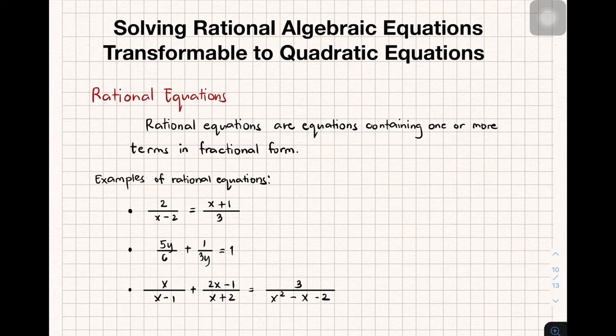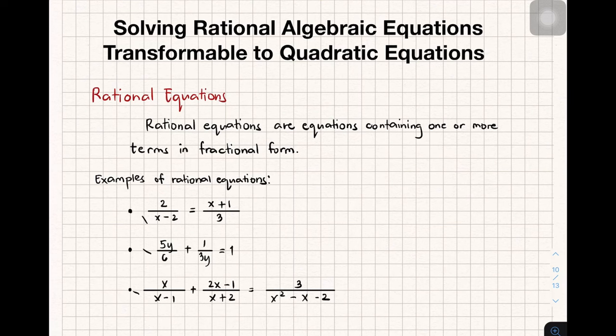So, I have here three examples of rational equations. At kung mapapansin nyo, ito ay nakabase sa definition na meron tayo. Sabi doon, containing one or more terms in fractional form. In our first example, meron tayo ditong equation that is 2 over x minus 2 is equal to x plus 1 over 3. Is an example of rational equation. And then for the next example, we have 5y over 6 plus 1 over 3y is equal to 1. It's also an example of rational equation. Third example natin, we have x over x minus 1 plus 2x minus 1 over x plus 2 is equal to 3 over x squared minus x minus 2.